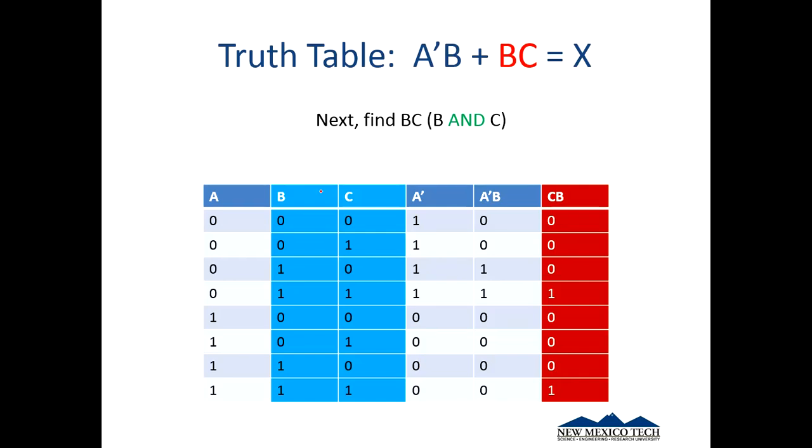Now we can look at B and C, same thing. I can take these 2 columns and go through and just AND them. 0 and 0 is 0. 0 and 1 is 0. The only time I get a 1 is if they're both 1s. So there's an example where they're both 1s, and there's another example where they're both 1s.